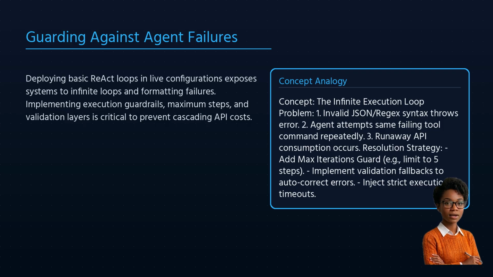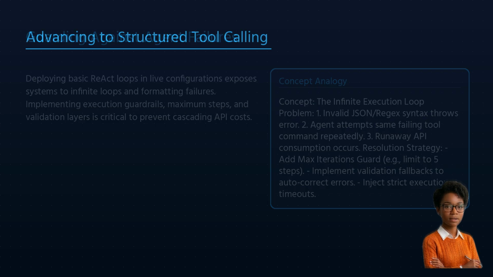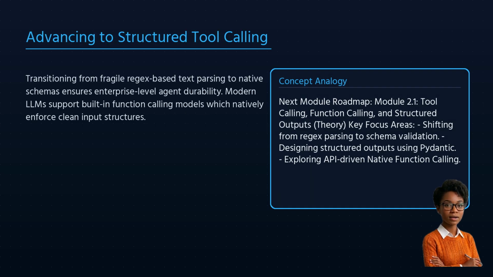To safeguard your architecture, you must engineer guardrails such as a hard counter on maximum allowable iterations, fallback parser blocks that gracefully catch formatted JSON errors, and automatic system context overrides that force the loop to terminate if execution limits are exceeded. Transitioning from standard parsing loops to native APIs is where true production stability lies.